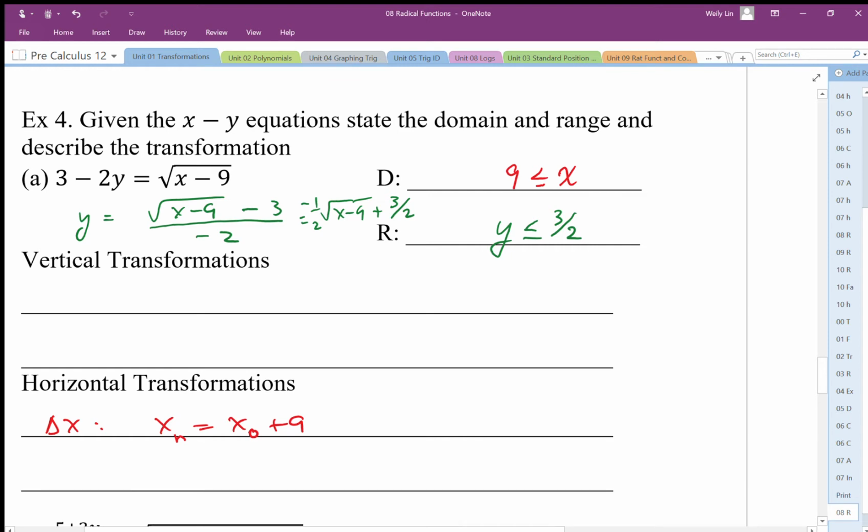So here it's going to go as a vertical flip. Okay, it's a vertical compression by 1/2. This compression doesn't actually affect the range of this function. And then lastly, it's going to be a vertical shift plus 1.5. Okay, so the flip will affect our range. The shift will affect the range, but the compression actually doesn't affect our range, especially since it's done before the shift.